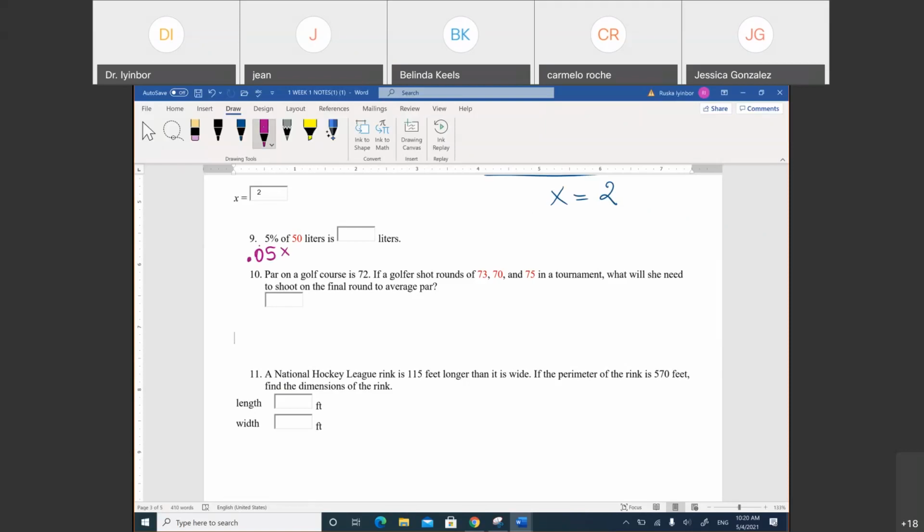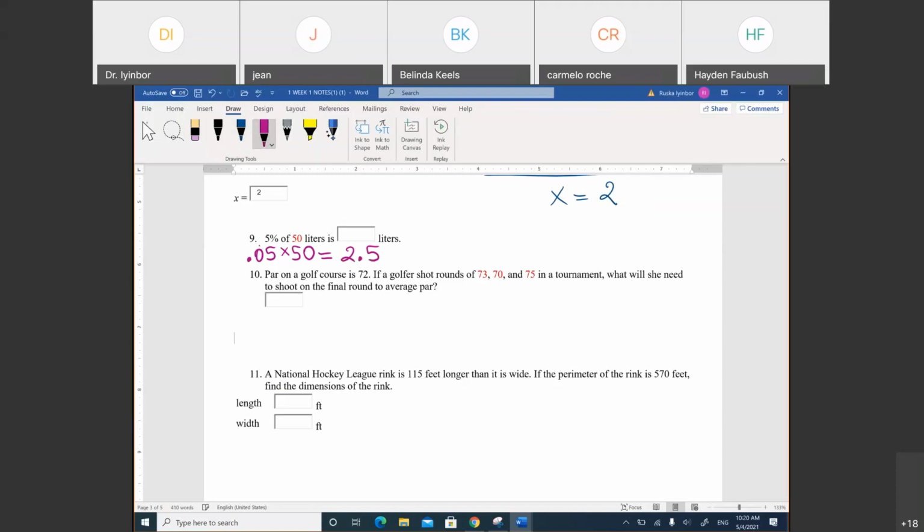What is it? 25. That's it. Good job. Or let me write it. 0.5 times 50. What do you get? 25? Yes, it should be 2.5, right? There you go. That's right. Yes.